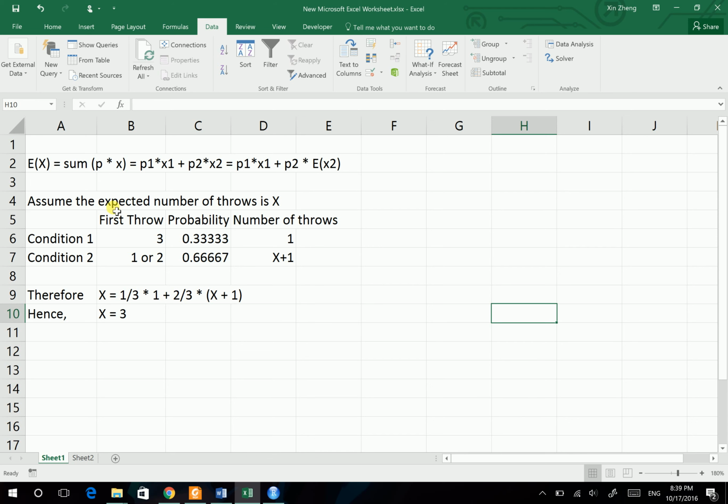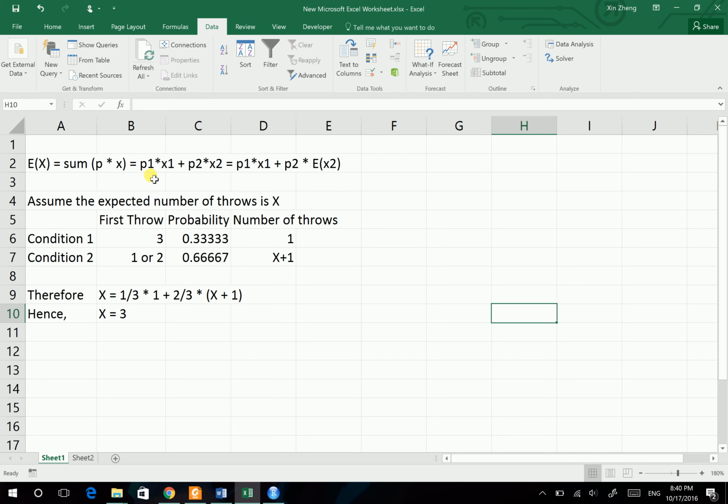Here, x is the expected number of throws, which is what this question asks. So basically this equation comes from here. The expected number is x. When you calculate the expected number, you sum up the probabilities and the conditions: under a certain condition you know the number of throws, then you multiply by the probability of this condition, you sum them up, and then you get the expected number of throws.